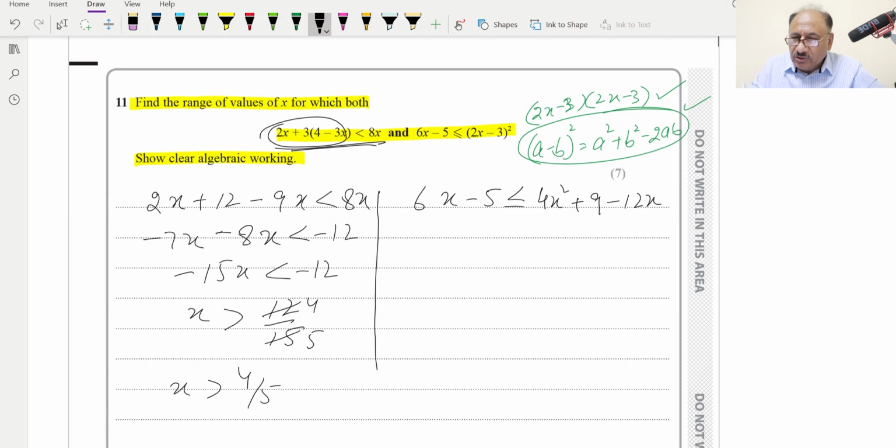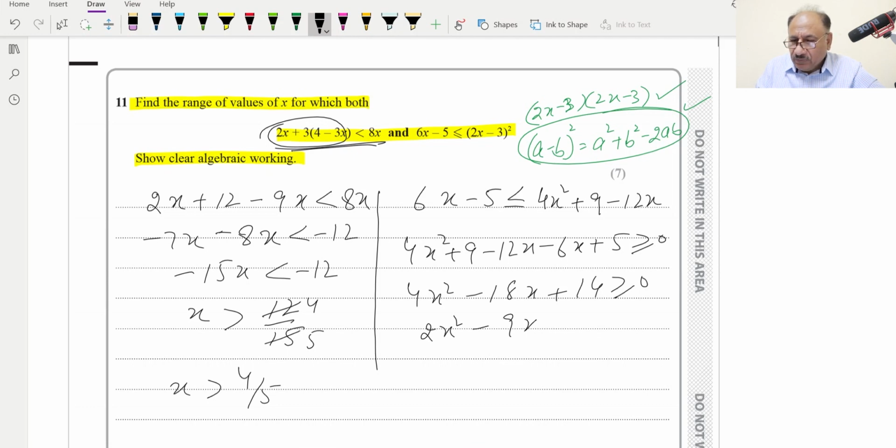And now we can simplify this. We can shift everything to the other side, so it will be 4x squared plus 9 minus 12x minus 6x plus 5 is greater than or equal to 0. Now 4x squared, x is minus 18x, adding like terms, and this will be plus 14 is greater than or equal to 0. Now we can divide by 2, so 2x squared, because 2 is common, minus 9x, plus 7 is greater than or equal to 0.